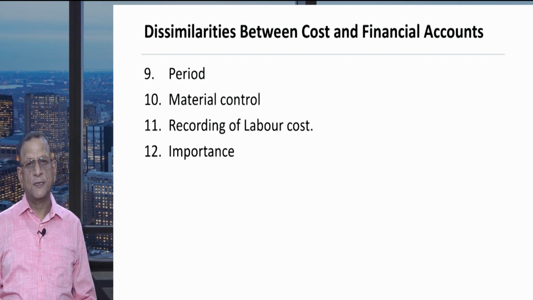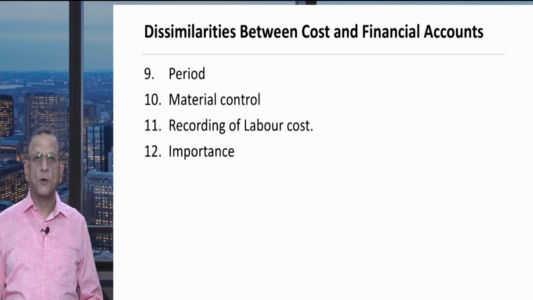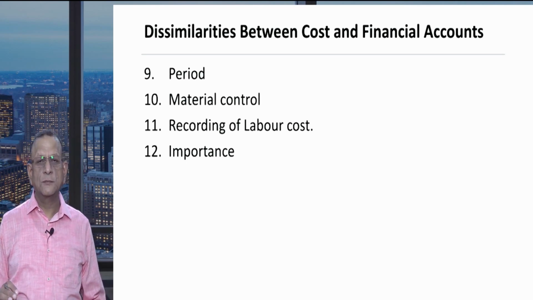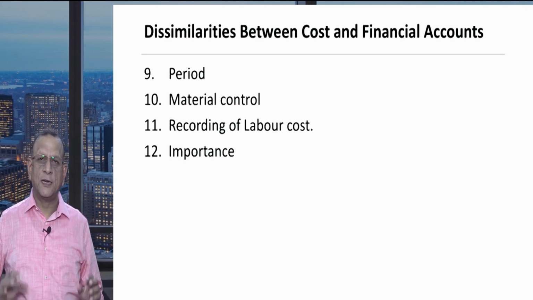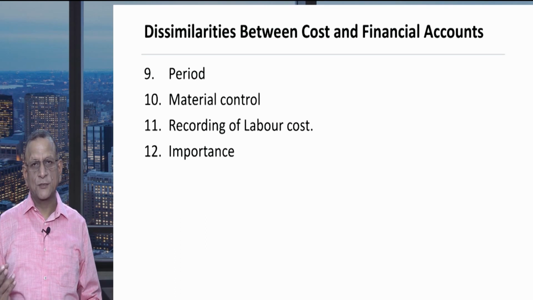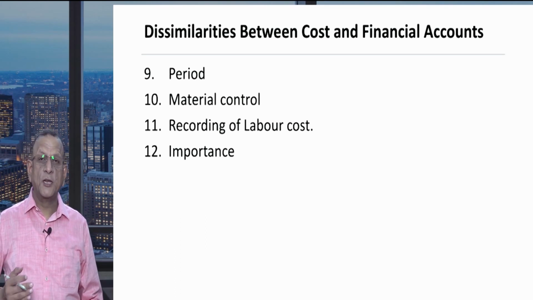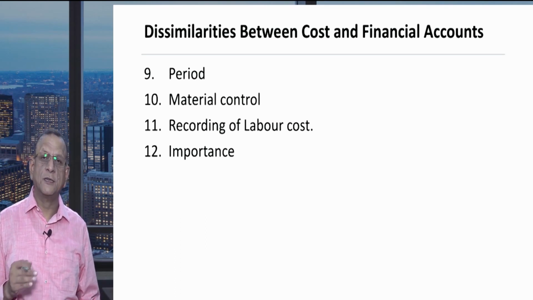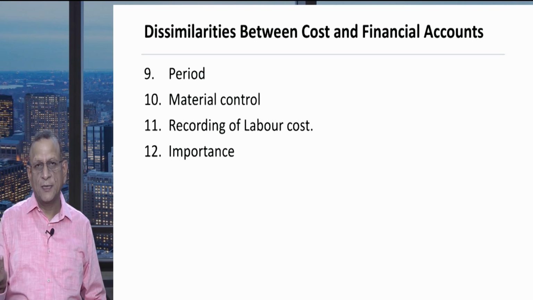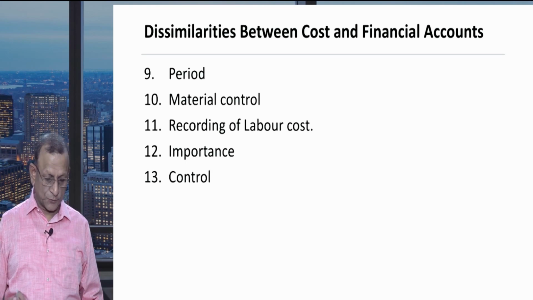Next point is importance. Importance means how important this is. Financial accounts: mandatory, important, unavoidable. You have to do it, otherwise you can't survive. And in the case of cost accounts, yes, you may go for it. It will be important if you are producing something. If you are not producing, if you are doing only trading, then there is no need to have cost accounts.